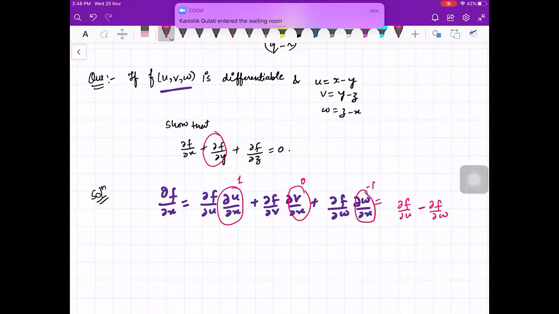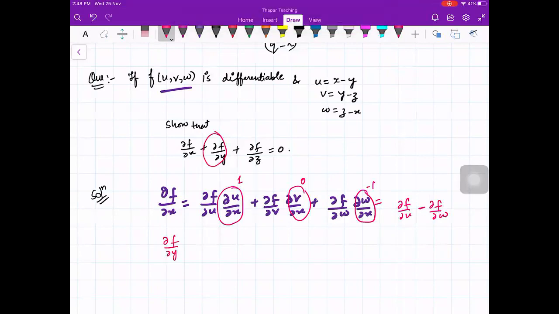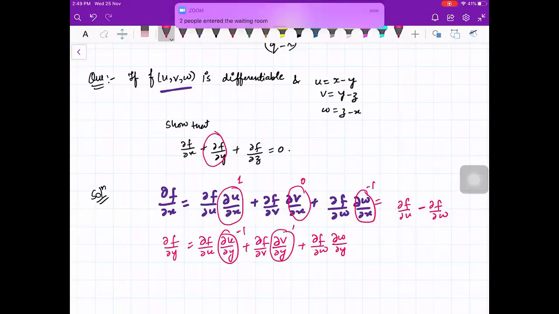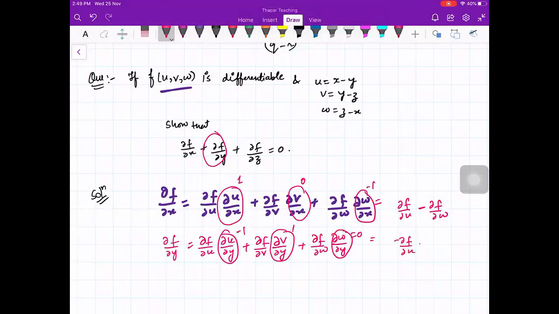Now let us compute ∂f/∂y. That will be ∂f/∂u ∂u/∂y plus ∂f/∂v ∂v/∂y plus ∂f/∂w ∂w/∂y. Now this ∂u/∂y is −1, ∂v/∂y is 1, and ∂w/∂y is 0. So this is −∂f/∂u plus ∂f/∂v.